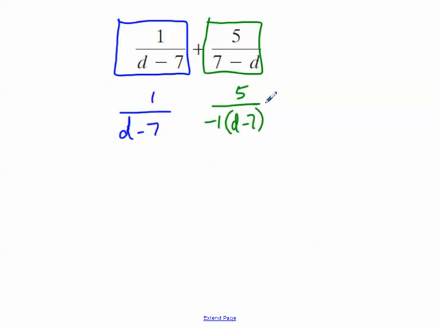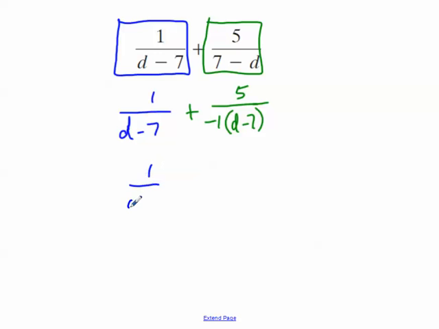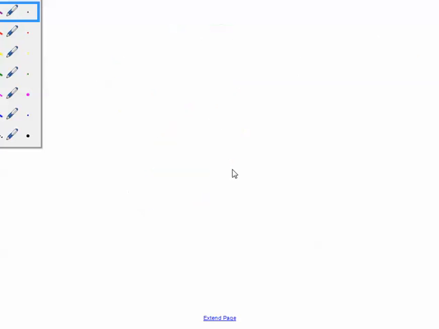And wow, look at that. That makes things a lot easier, doesn't it? Because now we've got a plus sign between them. We've got 1 over d minus 7. That was what we were given. Didn't modify that one. We modified the green fraction by saying 5 over 7 minus d is 5 over negative 1 times d minus 7. And I guess now we could even go to the next step and say, the blue fraction would be 1 over d minus 7 plus, what is our green fraction?